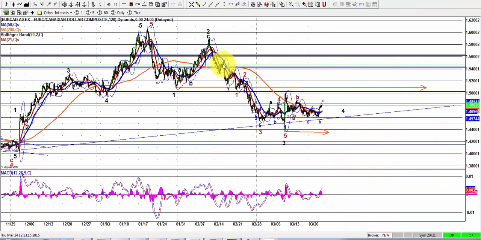Okay, euro Canadian dollar, that's the 2 hours chart. It's going all over the place, but in essence I do not see at this point in time any reason to change the wave count. I still like my 1, 2, 3. I'm not changing it, and I'm not getting out of my shorts. I'm leaving them at this point in time.